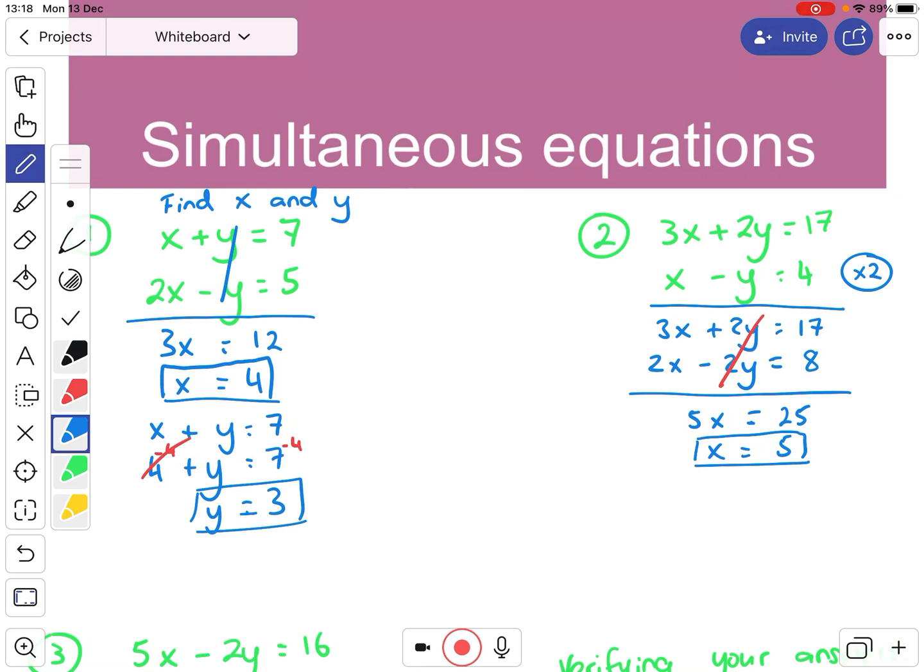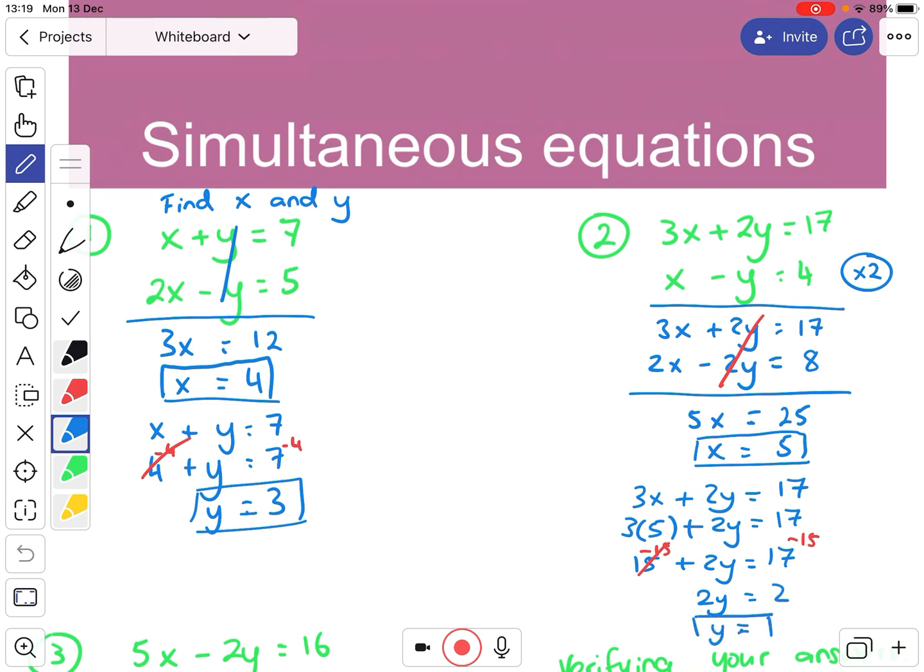I still need to get my y value, and I do that by taking one of the lines, the first or the second line, and I'm going to substitute it in. So I'm going to take the first line, but you could have taken the second line there as well from the question. In for x is going to go the number 5, because that's what we found for x. It's going to be 3 by 5 plus 2y equals 17. That's going to be 15 and 2y equals 17. I'm going to subtract 15 from both sides, so that I end up with 2y is equal to 17, take away 15, which is 2, which means y is going to be the number 1. And I have my x and my y value there.